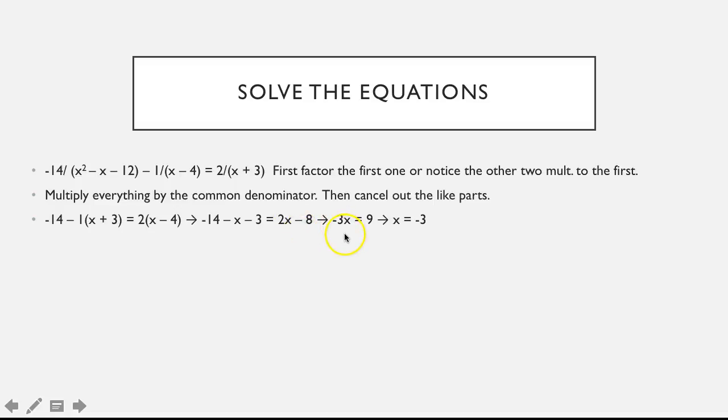And that leads into negative 3x equaling 9 when you put your like terms together and isolate the x's on one side and your constants on the other, which leads into x equaling negative 3 when you divide by negative 3.